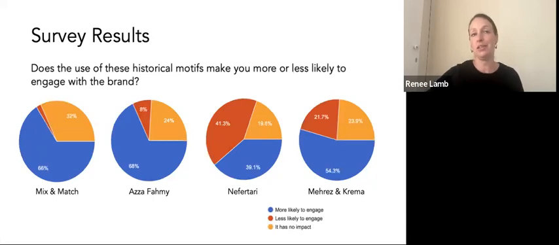Thinking about our second hypothesis, or how does the use of these historical motifs connect modern day Egyptians and modern day travelers to the country's past? We wanted to ask about both brand engagement and cultural engagement. And so when we asked about brand engagement here, you can see we have kind of a mix. For mix and match and Azafahmi, people felt like the use of historical motifs increased brand engagement. But that was much lower for Nefertari and Merhes Krema. Again, overall, maybe with the exception of Nefertari, it seemed to be positive. With Nefertari is the one where really it was very literal, and for 41% of people, it said it made them less likely to engage.